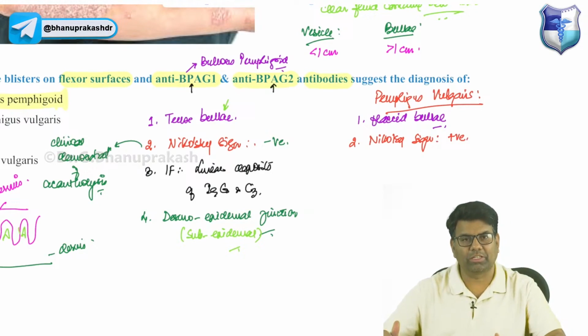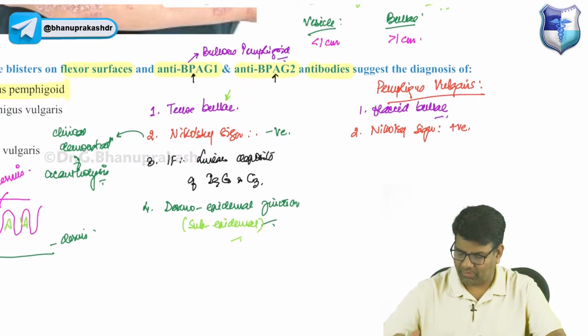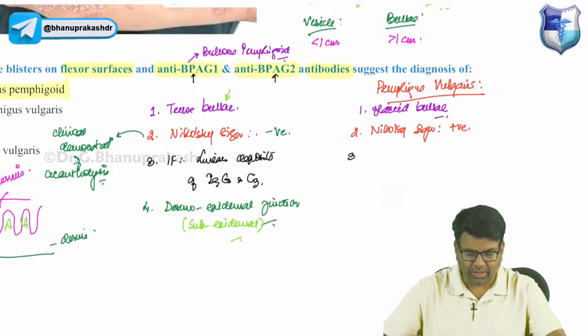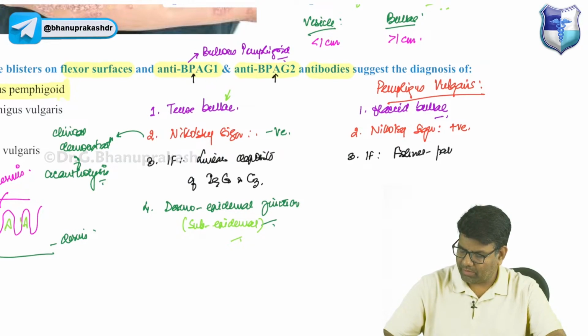Positive. Yes, so Nikolsky sign is positive, and as I told you, that is a clinical demonstration of the process of acantholysis. We will come to that later on. Now, what? Yes, very good, Raghu. On immunofluorescence, we will see a fishnet pattern. Very good. Fishnet pattern of deposition of IgG.